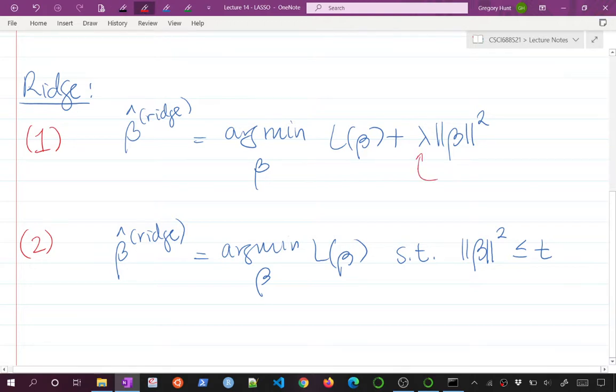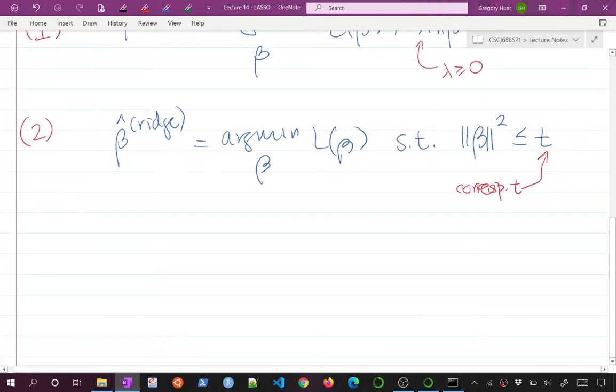Now here, lambda is just some number bigger than or equal to 0, which is typically how you actually would compute this thing: you choose your lambda. For a given lambda, there is a corresponding t such that this formulation would be true. And the third way of thinking about ridge regression is that we could actually explicitly derive a formula for our beta hat ridge.